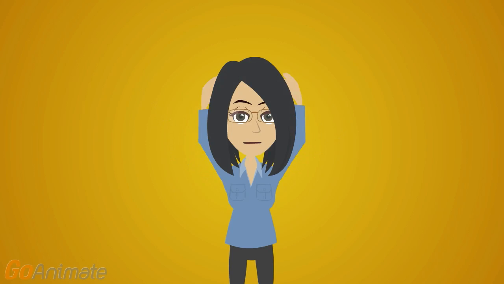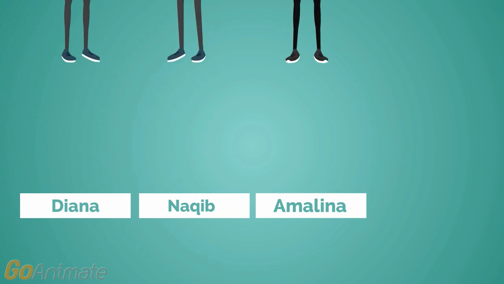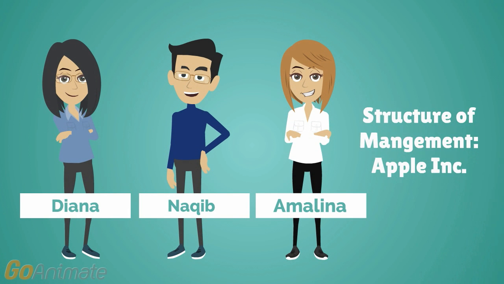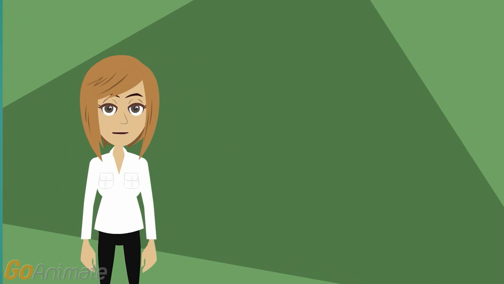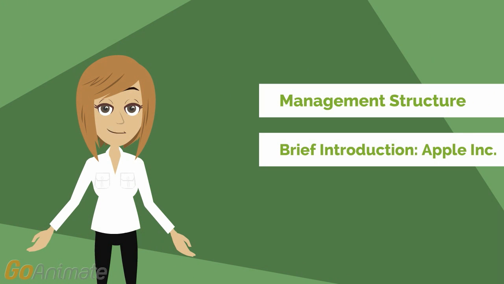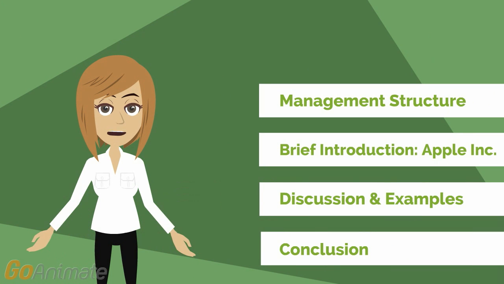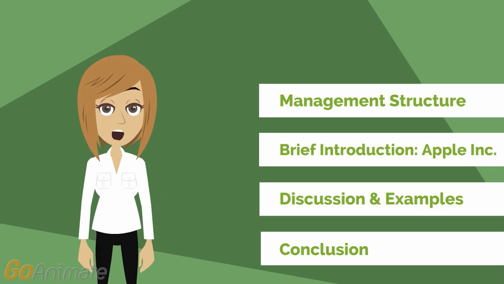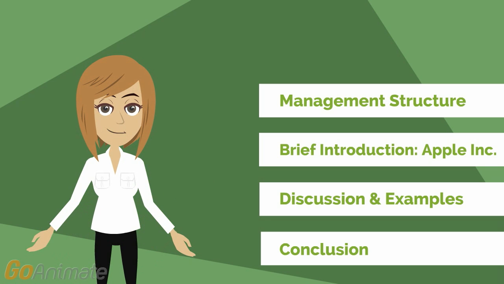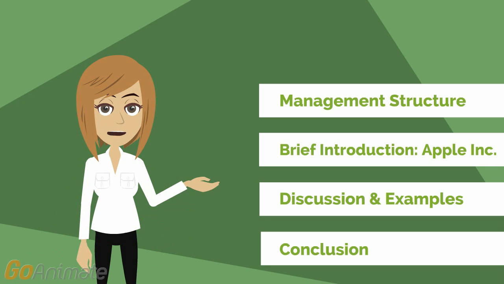And I'm Diana. Today we are going to talk about management structure and relate it to Apple Incorporated. We are going to start with relevant information about the management structure pyramid, which we learned in the first chapter of Info 243. Afterwards, we will briefly introduce Apple Incorporated and then discuss the levels of management from the bottom all the way to the top with examples related to the company. We will then finish with the conclusion.